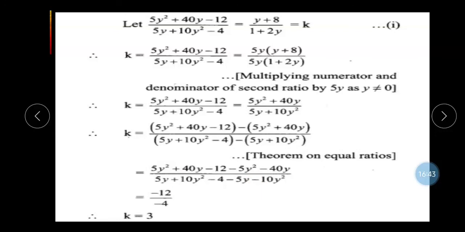What remains is minus 12 upon minus 4. Minus minus will get cancelled and it will turn into positive. So 12 upon 4 means 3 upon 1 actually, because 4 ones are 4 and 4 threes are 12. So 3 upon 1 means 3. So the value of k is 3.